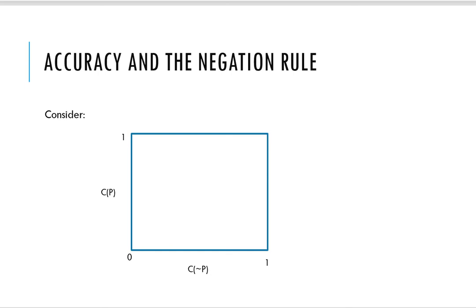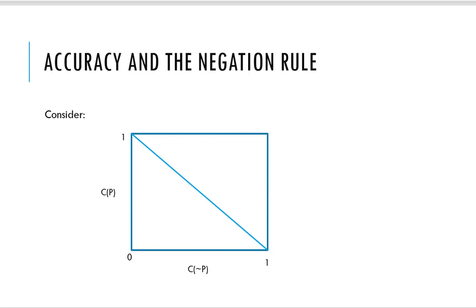So this unit square represents different credences you could assign to P and to its negation not P. Now note that there are really two points in this space that correspond to possible worlds, to different ways the world could be. It could be that P is true and not P is false. That would be the upper left-hand corner. Or it could be that not P is true and P is false. That would be the lower right-hand corner. Those are the two possible ways the world could be.